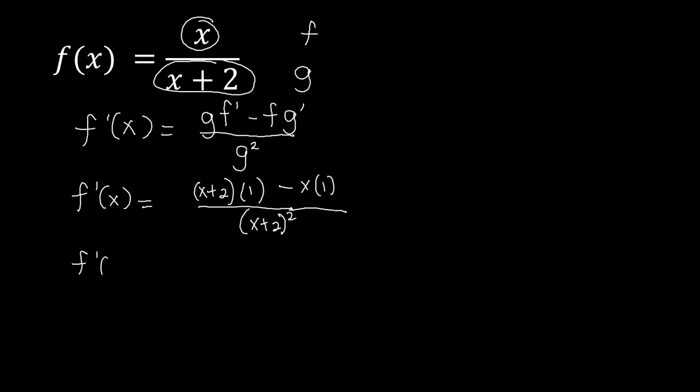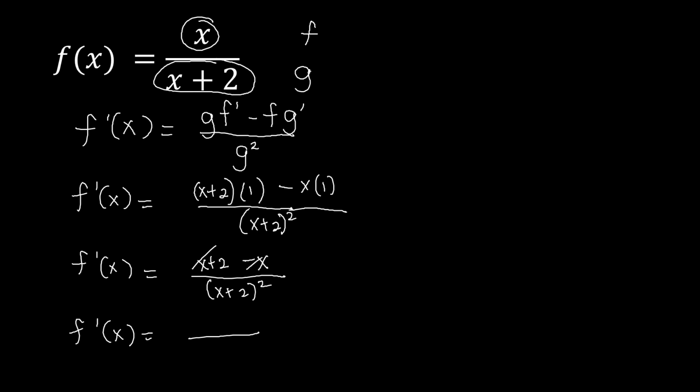Simplifying the numerator, this is now x plus 2 times 1, that's still x plus 2. X times 1 is still x, so we have a minus x here. At the bottom, we have x plus 2 squared. Simplifying the numerator, f prime of x is x minus x, which gives us 0. So we are left with 2 at the top and x plus 2 squared at the bottom. We can simply expand that.